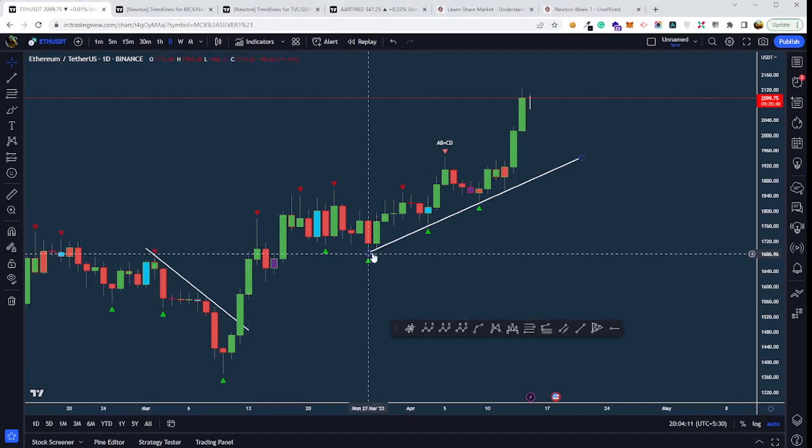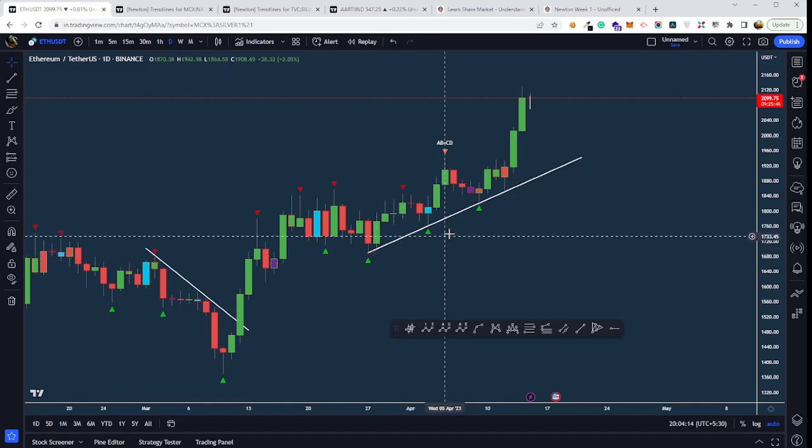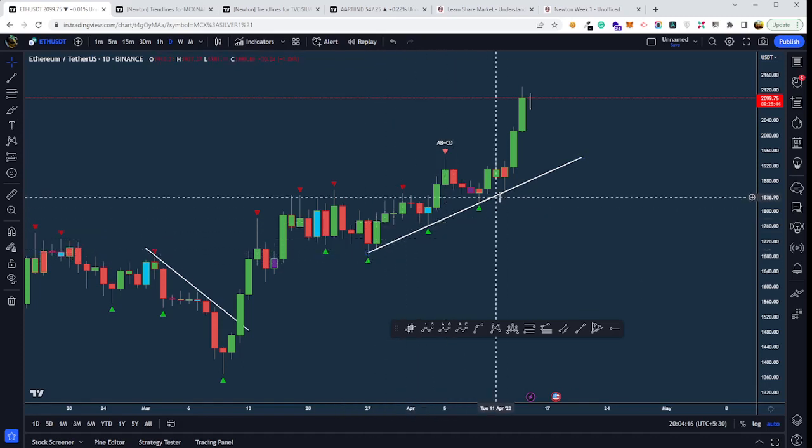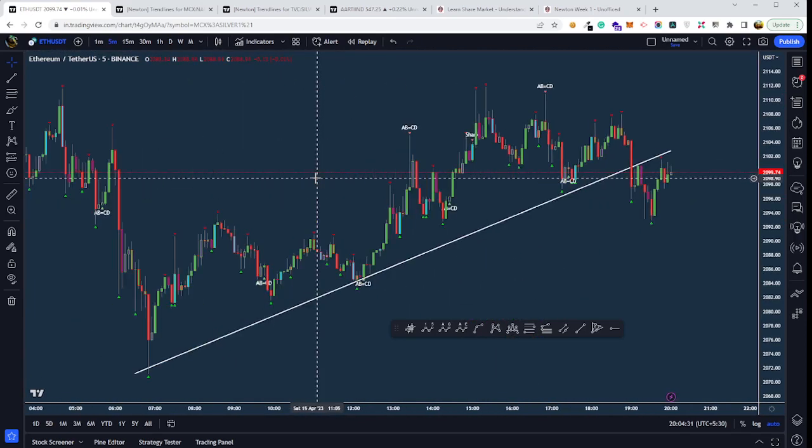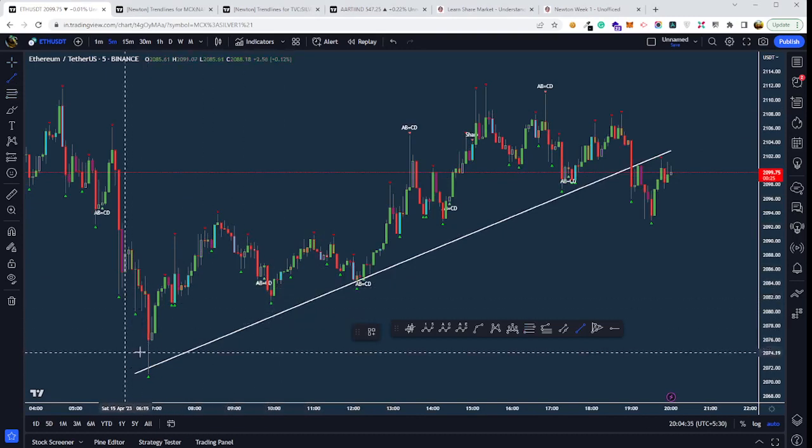Now, the more the price touches the trend line, as you can see, 1, 2, 3, 4, 5, the more valid it is. Now, it is not necessary that all the candles have to be below or above the trend line. Like, see, if you go to the 5-minute time frame, it will be chaos again. Now, you can draw a trend line like this.